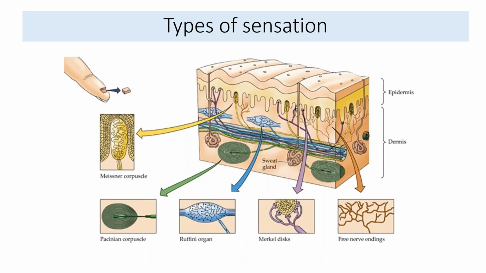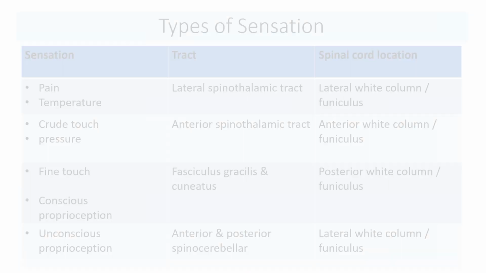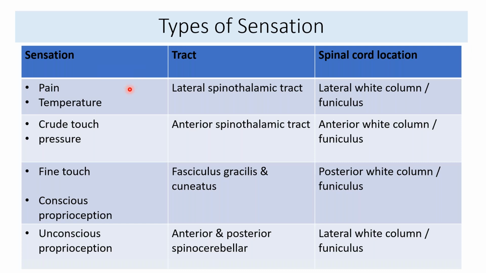So let us see what the sensations are at the receptor level. Light touch through the Meissner's corpuscles, vibration sensation from the Pacinian corpuscles, stretch from the Ruffini organ, and pressure sensation from the Merkel disc. Pain, touch, and temperature from the free nerve endings. So these are the receptors which are going to receive the sensation and then ascend it upwards in the form of impulses through the ascending tracts. So these are the types of sensations.